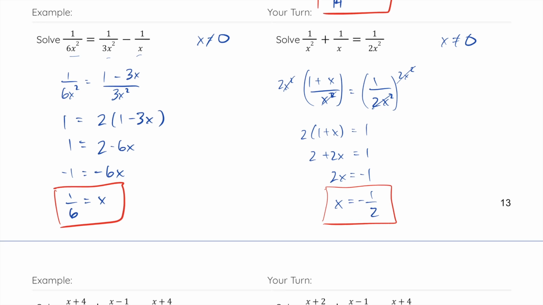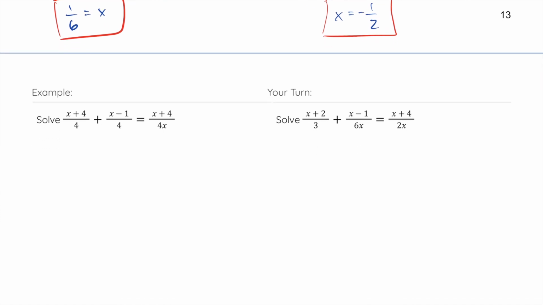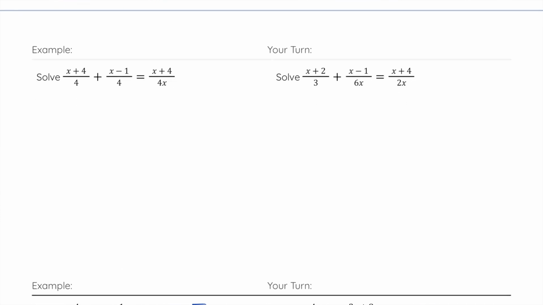So pause the video and try the one on the right. And so for that one, we get an answer of x is equal to negative 1/2. All right, so let's go ahead and do this. Now on the left side, we see we have denominators of 4, and the right side is 4x.